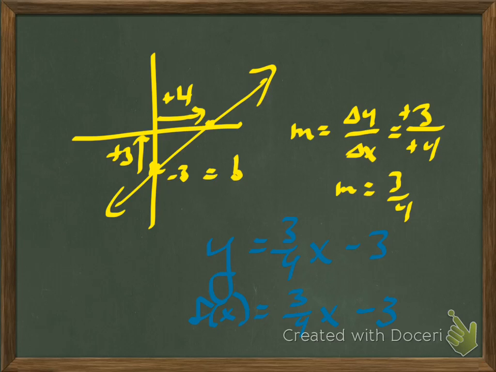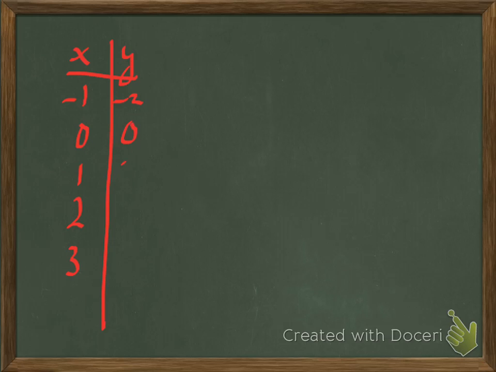The last and probably the hardest way to come up with a function is when you have a table of values. Let's say you have an x and y value, okay? And let's say you have the values -1, -2, and let's just go down the x's. We'll go -1, 0, 1, and 2. We might as well put a 3 there too. And let's say the y's are -2, 0, 2, 4, and 6.